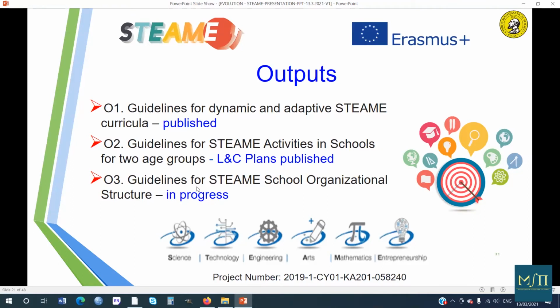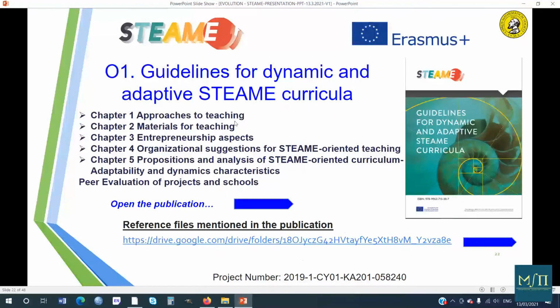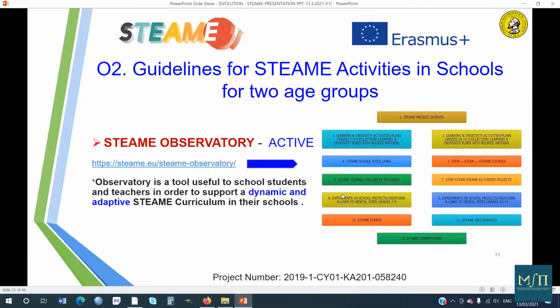And the next challenge, of course, we are working on it now, is how to change current schools so you can run STEAM activities, and how future schools should be designed in order to accept STEAM activities. So here is one of the publications that is out, but let me take you to the website.